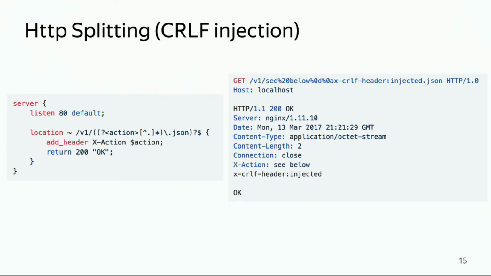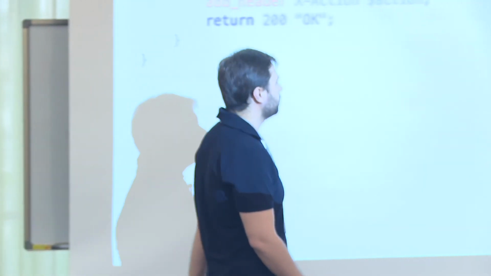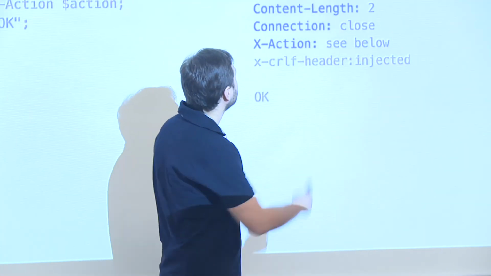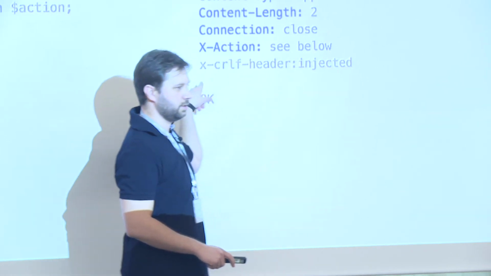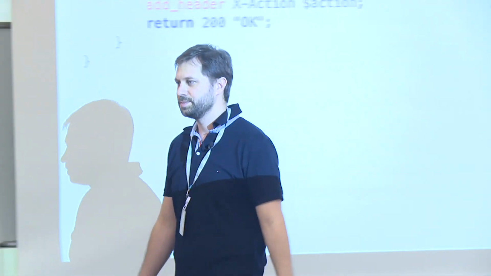Anyway, here you can see an improper nginx configuration. Some people use an action group and put the action in the header, and here you can see an example of exploitation. You can put any header into the response. Just to be clear, you can see the request and the response, and the header is injected into the response.